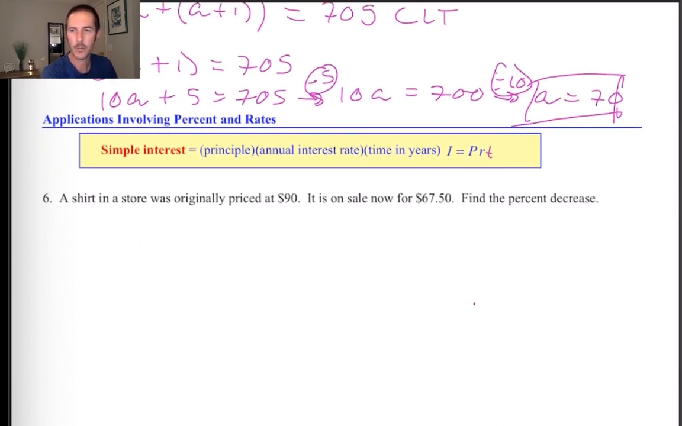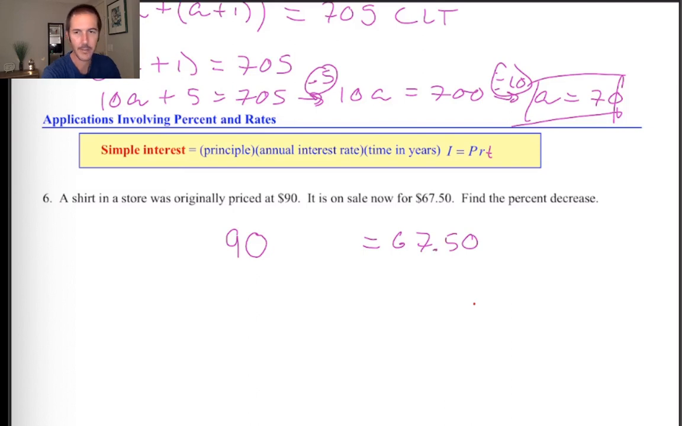And so let's see if this applies to problem number 6. A shirt in a store was originally priced at $90. It's on sale now for $67.50. Find the percent decrease. I don't think I'm going to use this simple interest equation. Instead, what I'm wanting to do is to sort of make you aware of something. If the original price was $90, and we're going to modify that 90 so that the final price is $67.50.